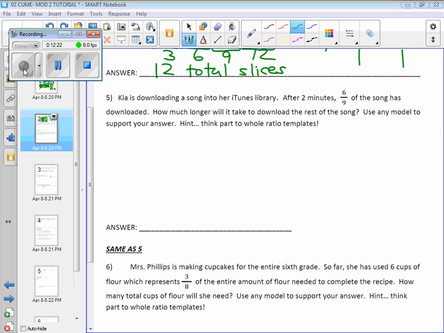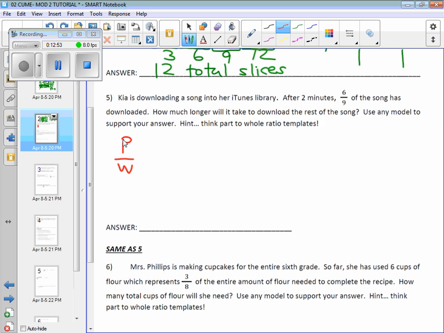Okay, that brings us to number 5. These could be tricky. That's why I suggest if we can use part to whole ratios, hopefully it'll work out for you. You have the Stacy question, I have the Kia question. It's essentially the same thing. We're going to create a template part to whole. We kind of did this when we did ratios, so it's somewhat of a refresher.